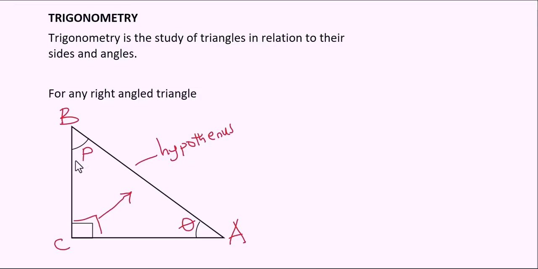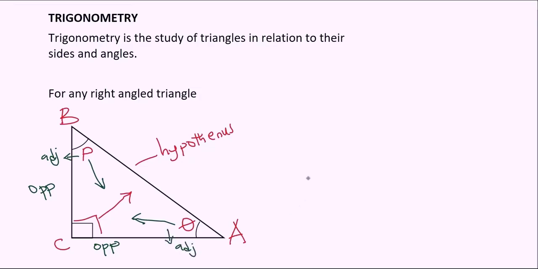We use these angles as reference angles to know our opposite. So opposite P is this point. So this is opposite P. This is the opposite of angle P, while this is the opposite of angle theta. But then reverse is the case. This is the adjacent for angle P, and this is the adjacent for angle theta.